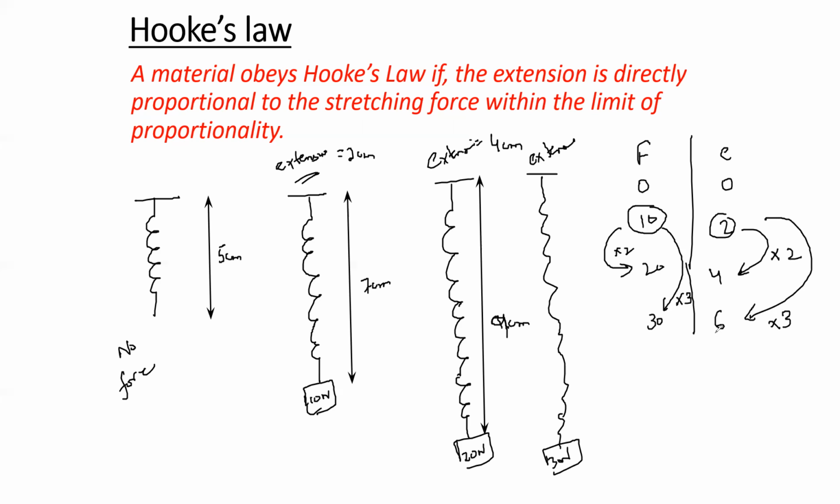So what will be the extension? It will be 6 centimeter. And what is the total length? The total length is original length plus extension. Originally it is 5 and extension is 6, so the total length will be 11 centimeter. Is the concept of Hooke's law clear? Hooke's law simply states that force and extension are directly proportional. When you increase the force, the extension will also increase by the same factor.